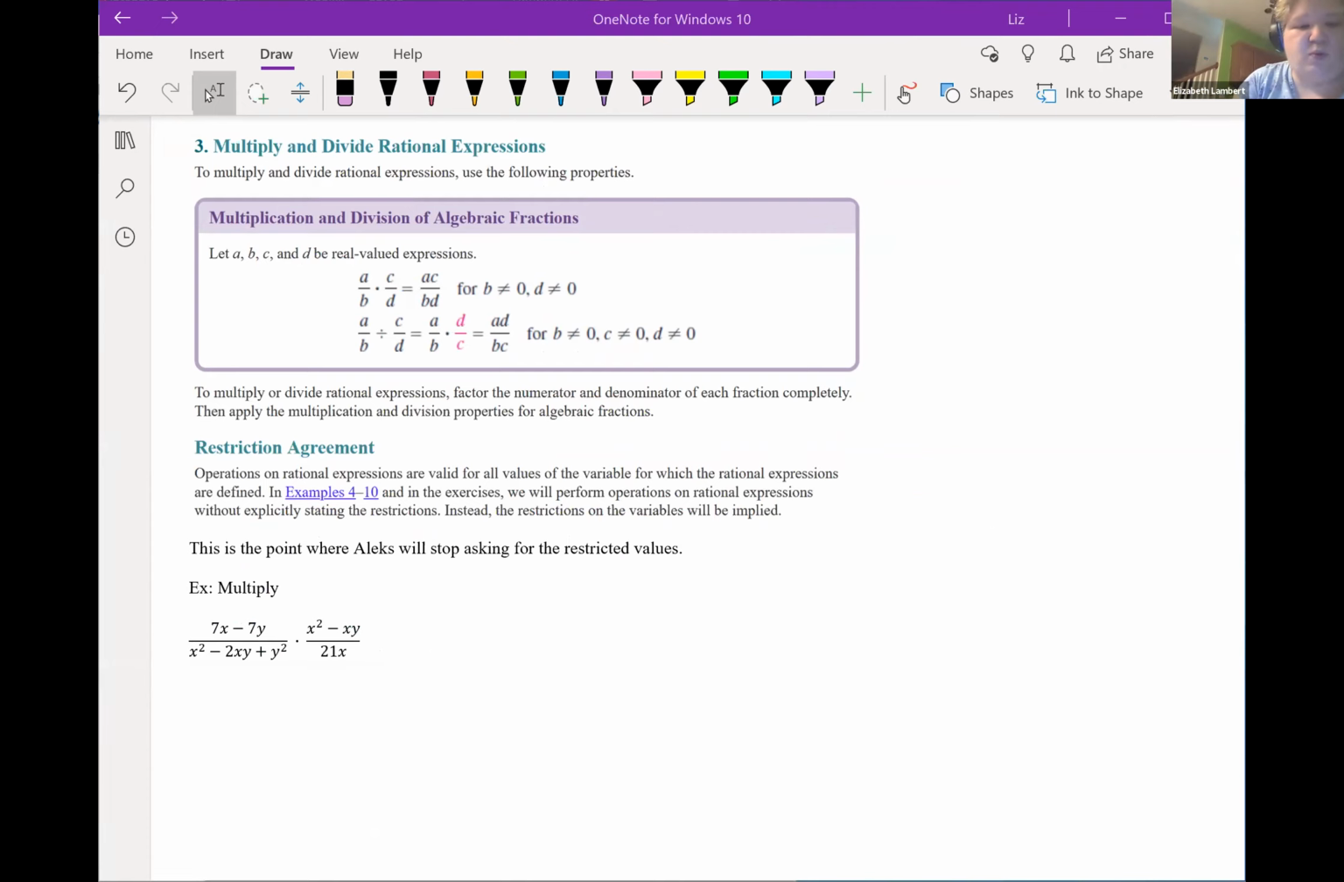So this is the point where the book talks about the restriction agreement. So now they just make the assumption that the values are restricted. Don't put in bad numbers. Okay, we're good.